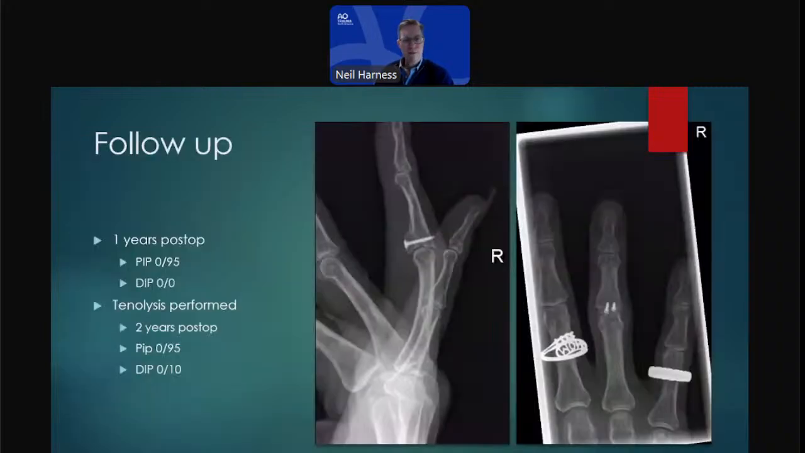This patient did really well, actually. She came back at a year. The bone graft incorporated nicely. She had a concentric joint motion from 0 to 95 degrees, but she had a DIP joint contracture. And that's another one of these complications that can occur with these fracture dislocations is they do well at the PIP joint, but they end up getting stiff at the DIP.